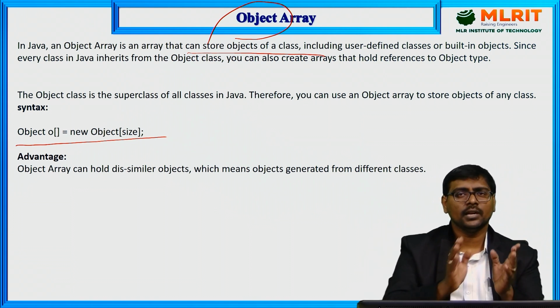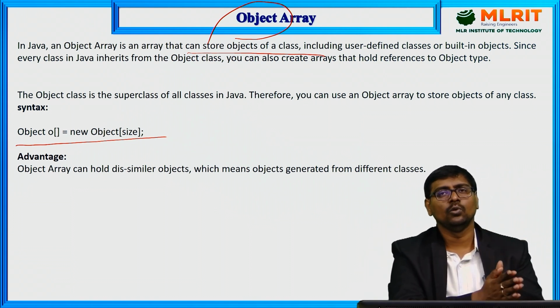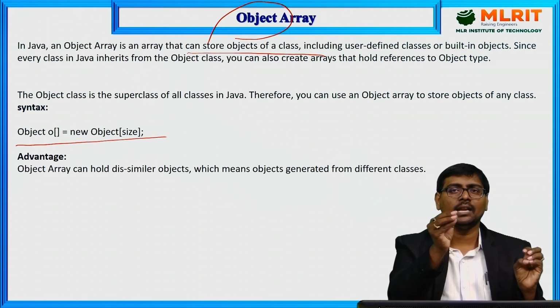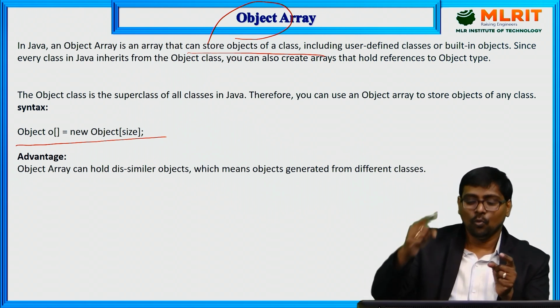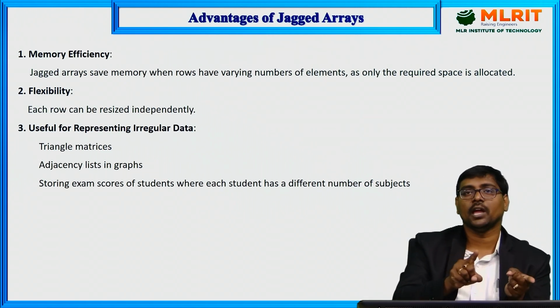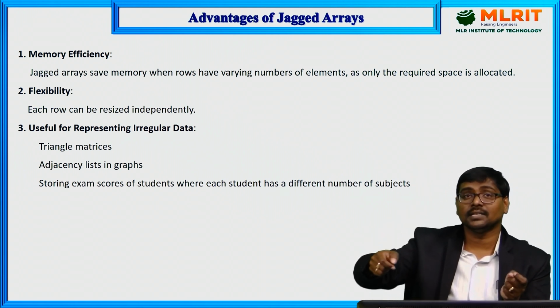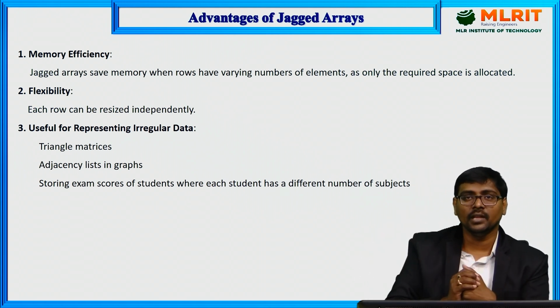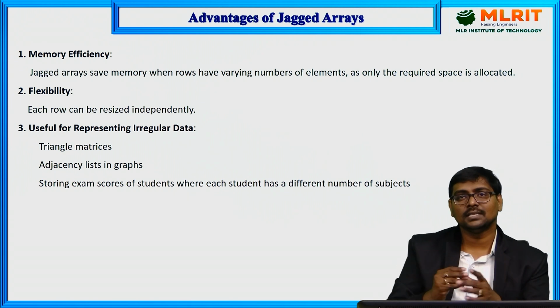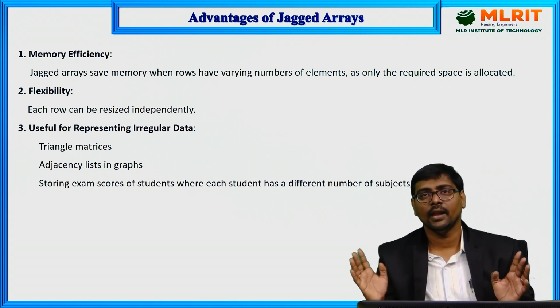Anyway, the first thing is you need to understand how to create a multi-dimensional array. Now, what is the advantage of jagged array? The main advantage is for printing triangular matrices. The jagged array plays a very crucial role. So this is the concept of jagged array and object array. Thank you.